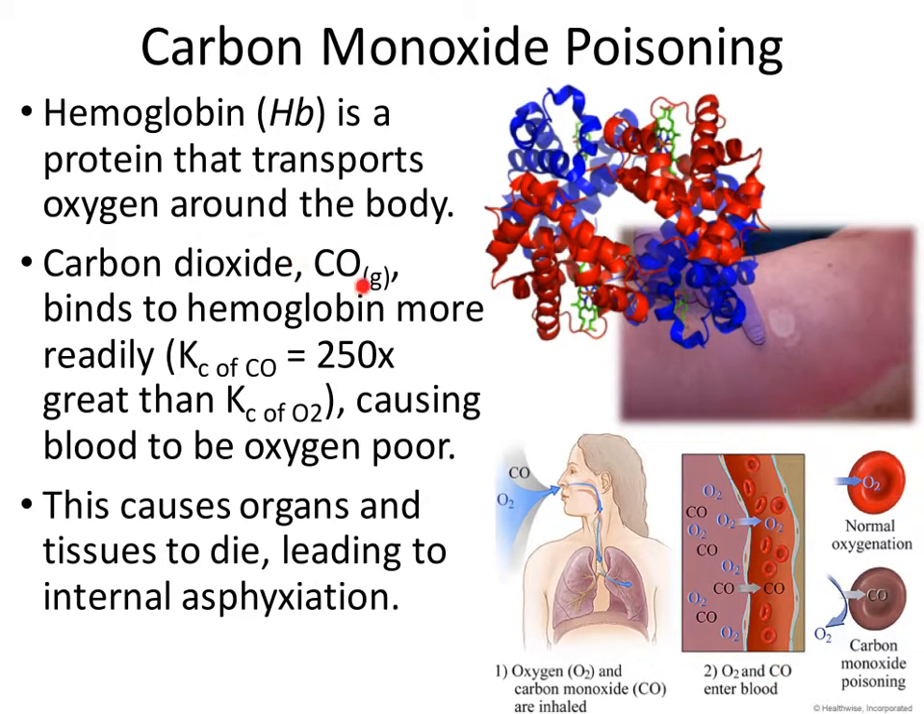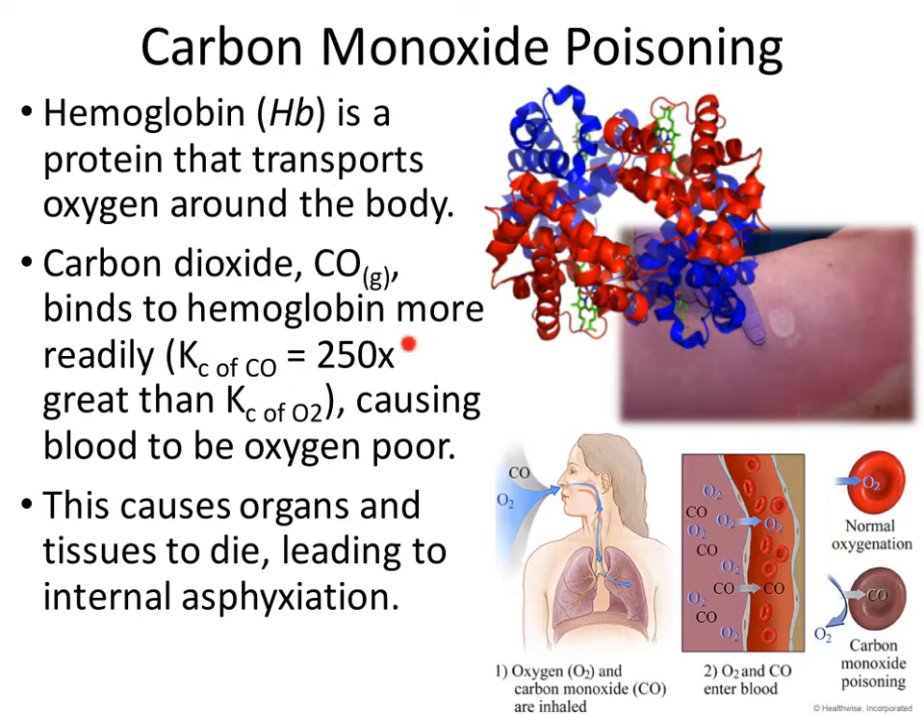However, carbon monoxide, which is created from incomplete combustion, for example, can bind to hemoglobin much more readily. Its Kc is about 250 times greater than the Kc of oxygen. And if we remember what a Kc is, it means that it's going to favor the products over the reactants. So if we had both oxygen and carbon monoxide, it will effectively displace oxygen and bind more readily onto the hemoglobin, and that will be transported to your tissues and your organs.